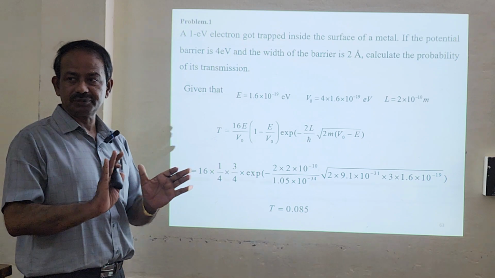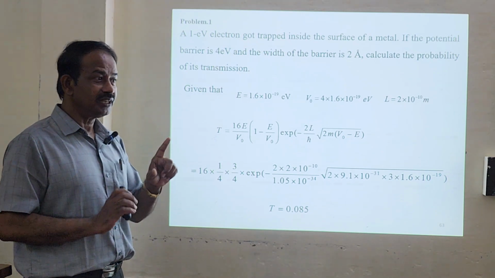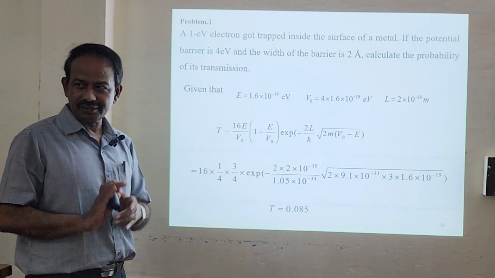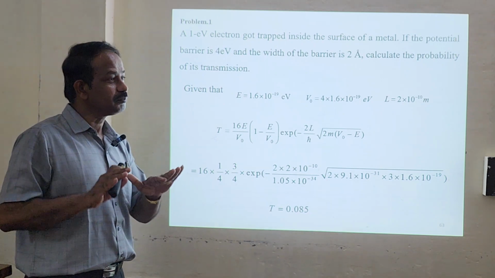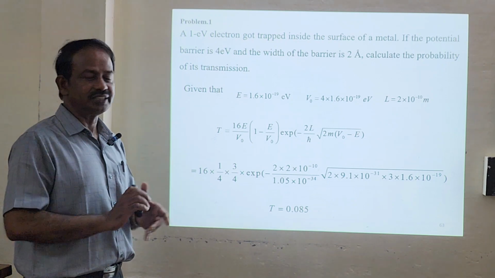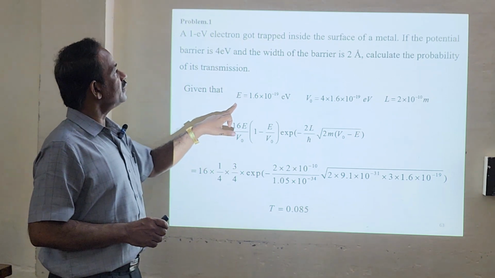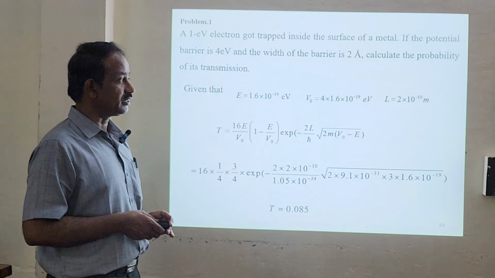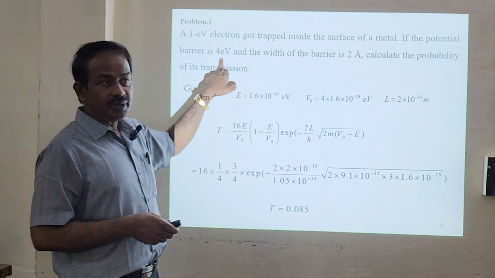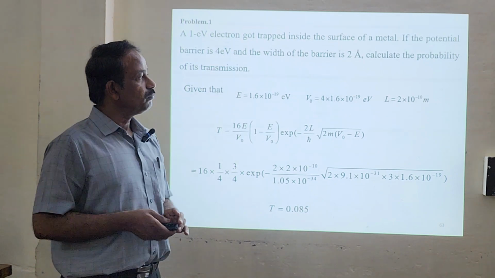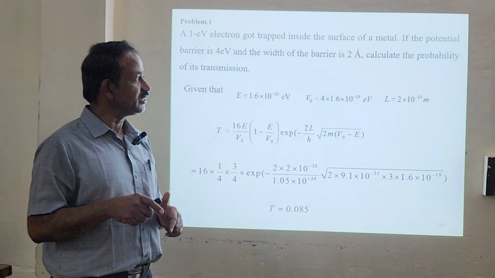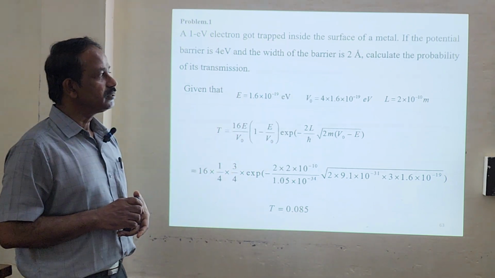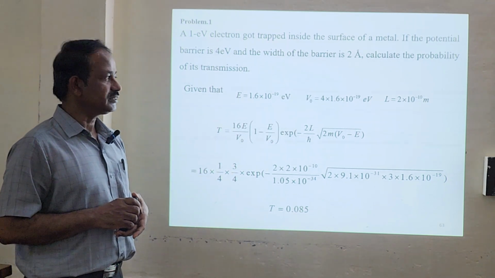So we are going to find out the transmission coefficient. It should be less than 1. Okay, if it is 1, it is classical. It should be less than 1, or it will be in terms of percentage. So this is what the idea is. Now what is given here? Your E will be 1 electron volt, so this must be 1.6 × 10 to the power minus 19 joule. Your barrier height will be V naught equals 4 into 1.6 × 10 to the power minus 19 joule. Your L will be 2 × 10 to the power minus 10 meters.